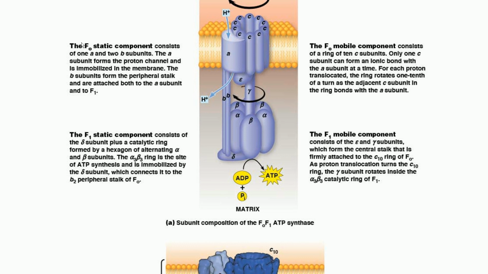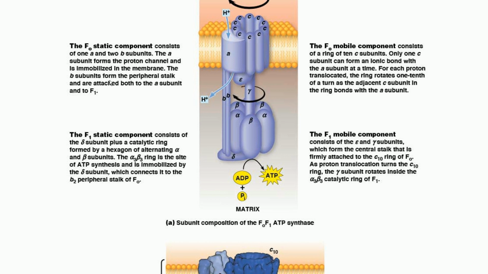Now the static component of FO consists of 1 A and 2 B subunits. So this is A and these are 2 B subunits. They are like stalks. The A subunit forms the proton channel and is immobilized in the membrane. So the protons pass here. We just saw how the protons are collected in the intermembrane space, and they are going to flow through the A subunit.